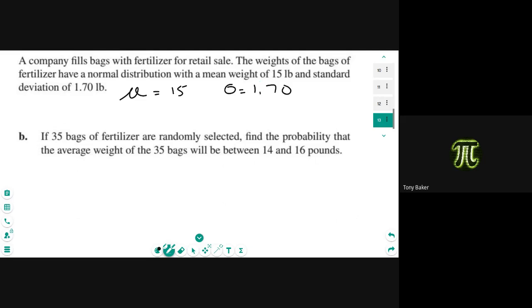But since now I'm doing a sample of 35, I'm not just taking the standard deviation as is. I'm going to take that standard deviation and divide it by the square root of 35, because that's the formula: the standard deviation divided by the square root of n. And you should get 0.287. If you don't, tell me.